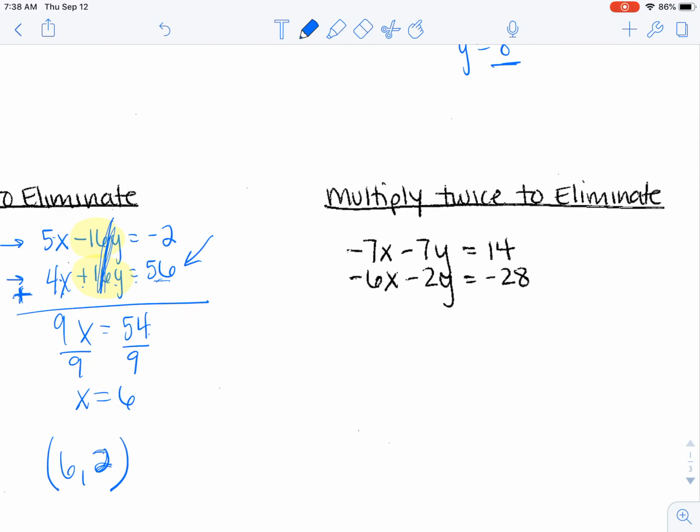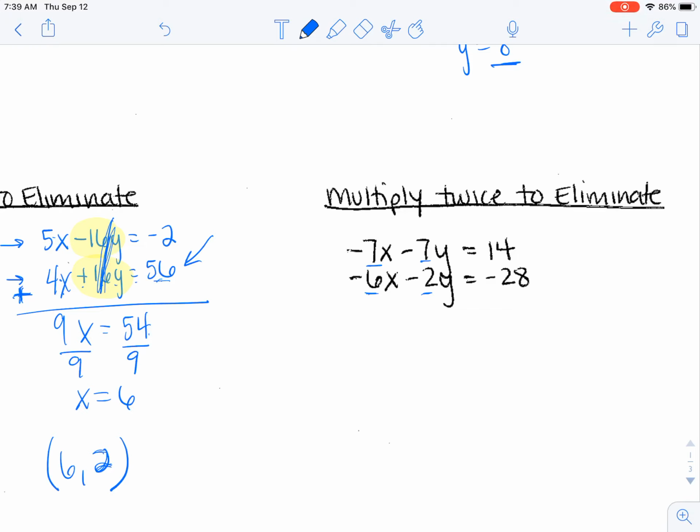Now, multiplying twice to eliminate. These are probably the hardest problems that you're going to face when it comes to systems. Substitution doesn't really work, graphing doesn't really work, so then we're going to have to use elimination. But when we look at this, this is a 7 and this is a 6. I can't multiply one of those numbers and get the other one really easily. And then this one's 7 and this one's 2. So again, I can't take 2 times something to get 7. That would be really easy. I could do decimals, but again, we're going to try to avoid decimals and fractions if we can.